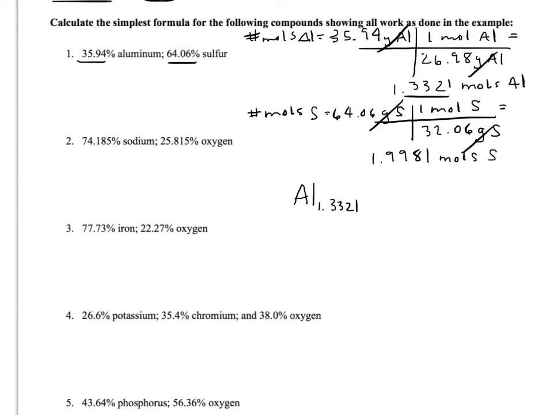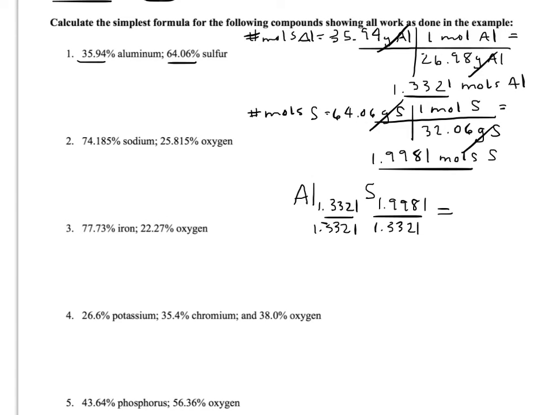So I'm going to write that as a little subscript. And I have 1.9981 moles of sulfur, so I write that as a subscript. And then I'm going to divide by whichever of those two little subscript numbers is smaller, which in this case is 1.3321. Okay?